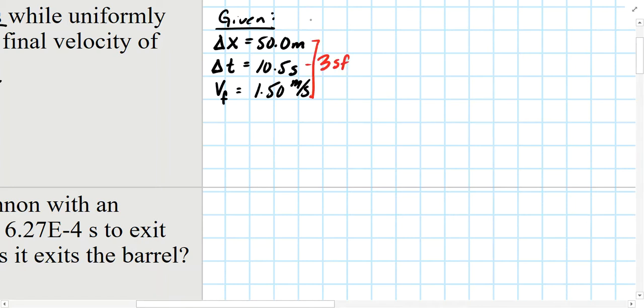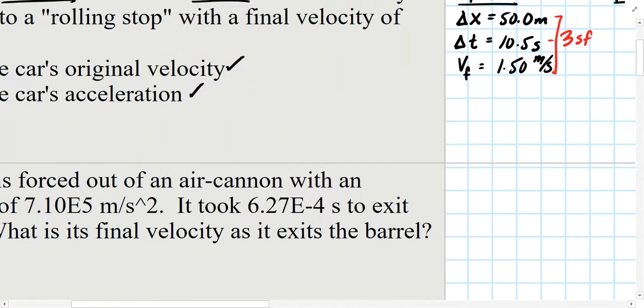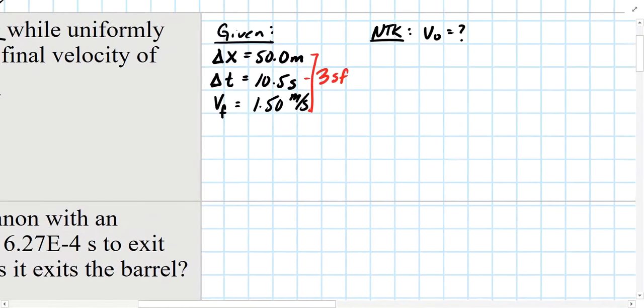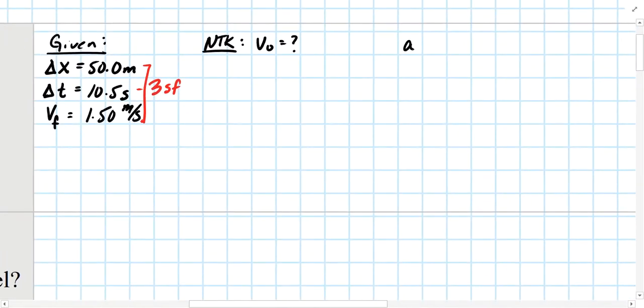So that's worth noting. Our goal, or what we need to know right off the bat, is our initial velocity. So that's what we're looking for. I'll put that up here a little bit out of the way. Initial velocity is what we need to know. And then in the second component, we need to know the car's acceleration. So the acceleration is unknown.